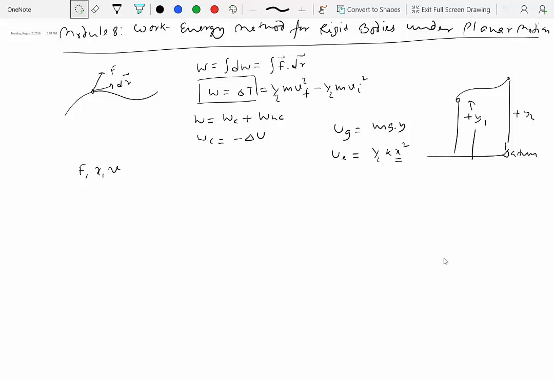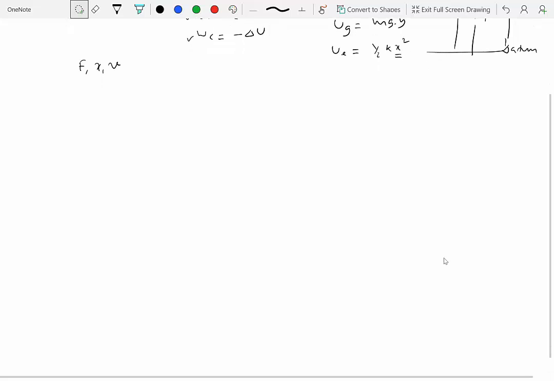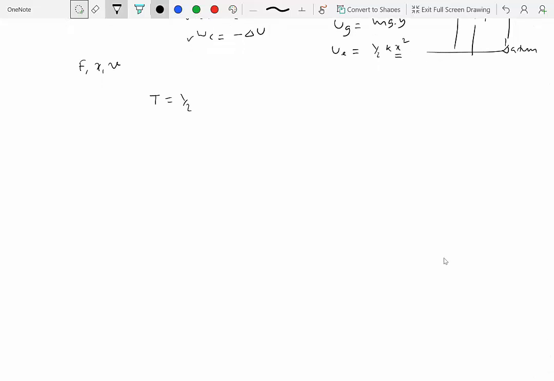The definition of the work done by a force actually does not change. This definition continues to apply. The relationship that the work done is equal to the change in kinetic energy also does not change. Dividing the work done into conservative and non-conservative forces also doesn't change, and work done by conservative forces equal to minus delta U is also valid for rigid bodies moving in a plane. What changes for rigid bodies moving in a plane is the expression for kinetic energy. The expression for kinetic energy for a particle is given as 1/2 mv squared, and this is for a particle.